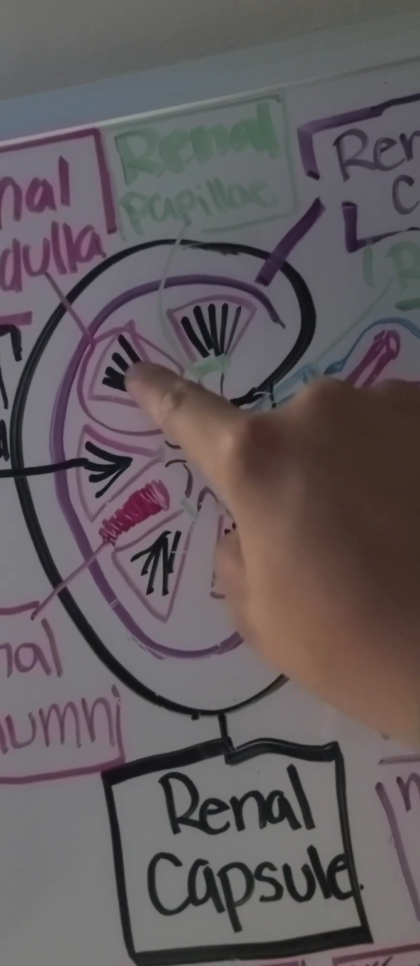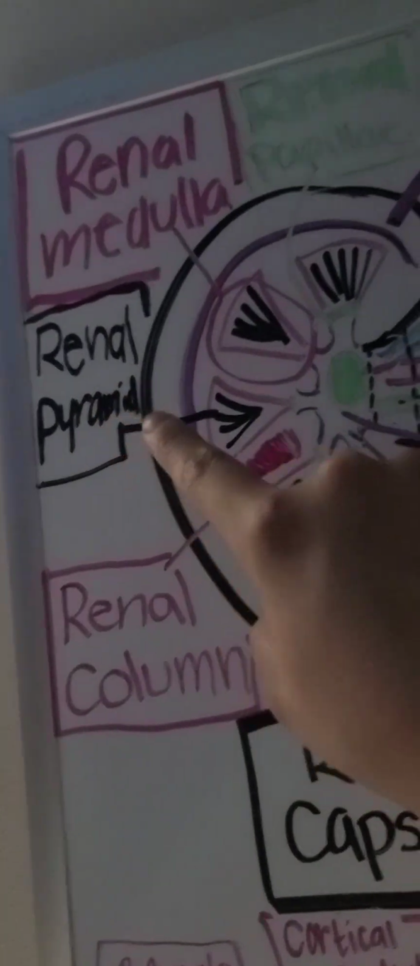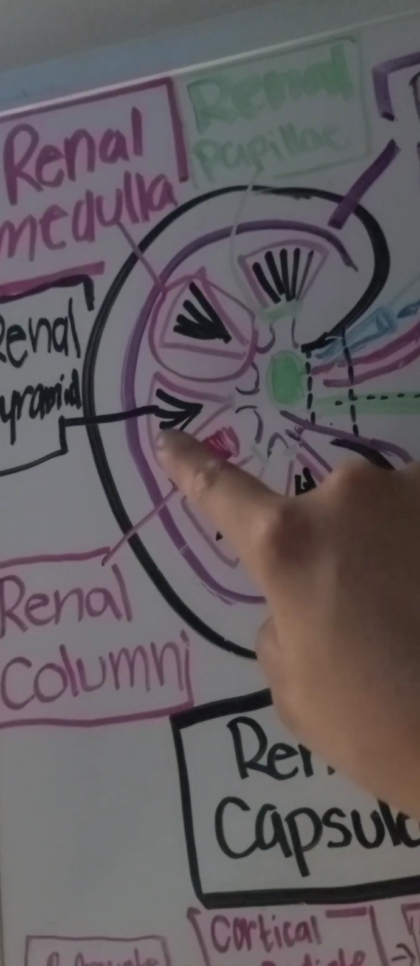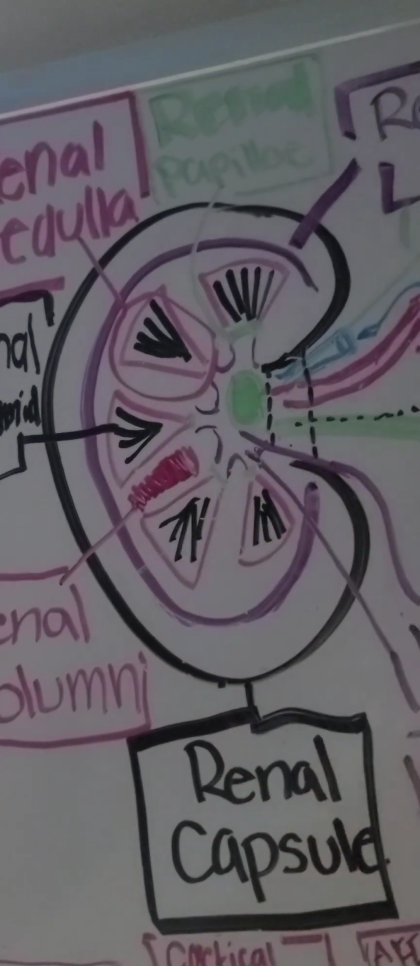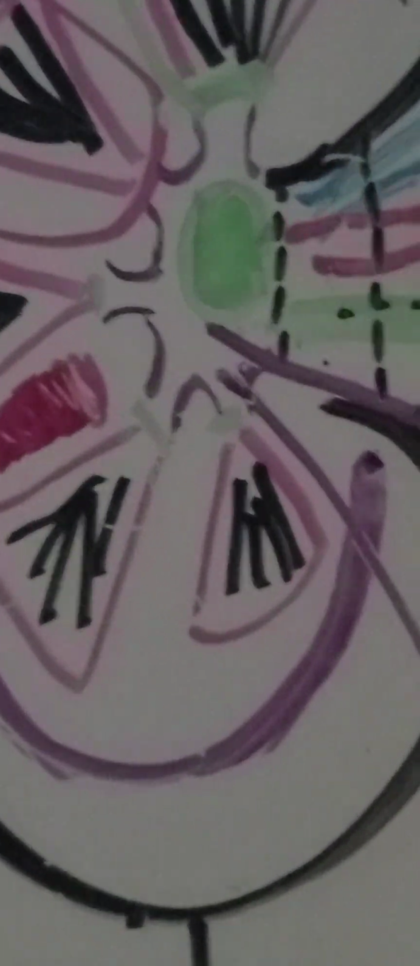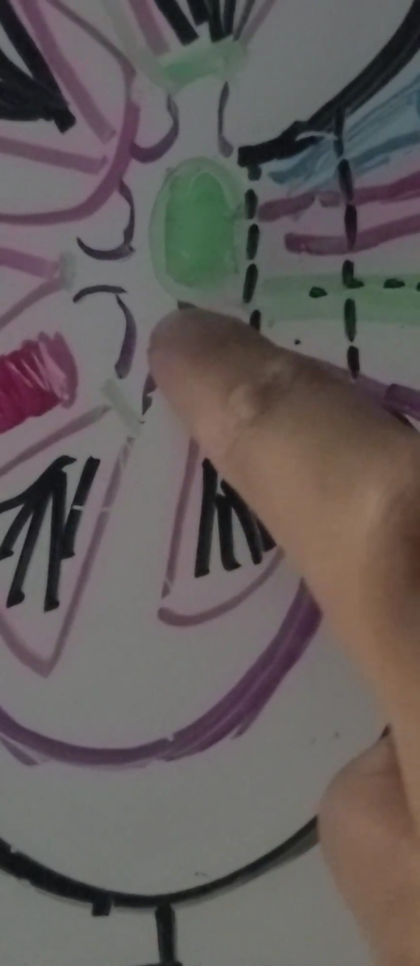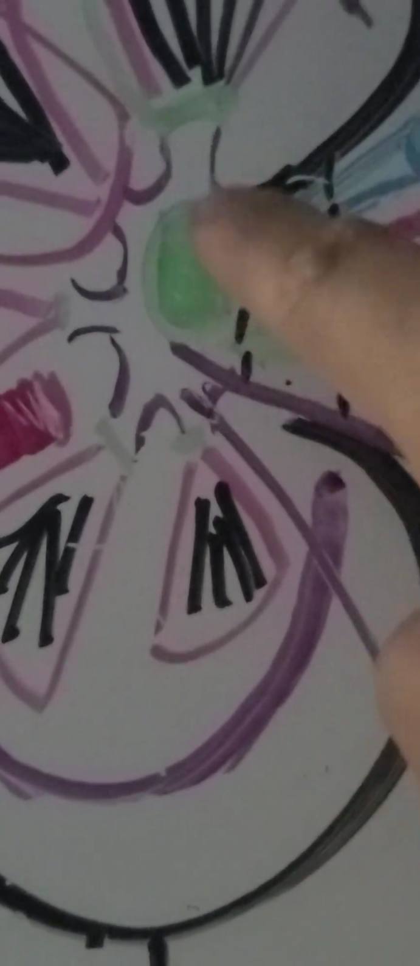And then these black lines right here I drew, let me go to this one. This is the renal pyramids. If I get a little closer, you can see the renal papilla, the minor calyx, the major calyx, and then the renal pelvis.